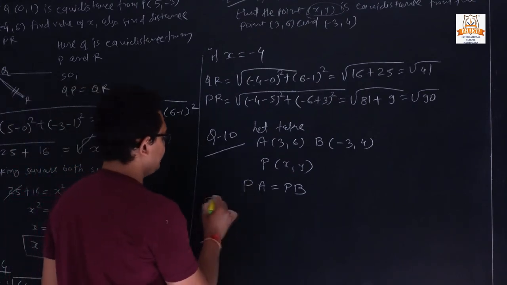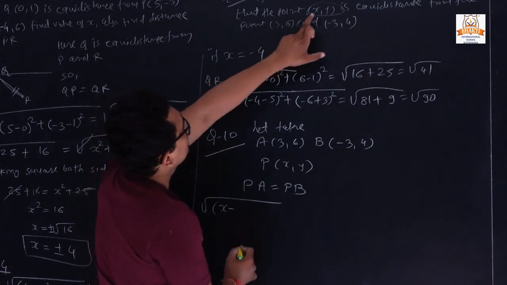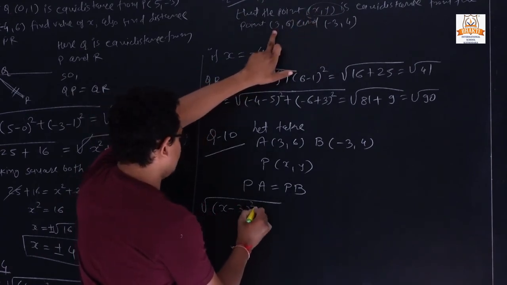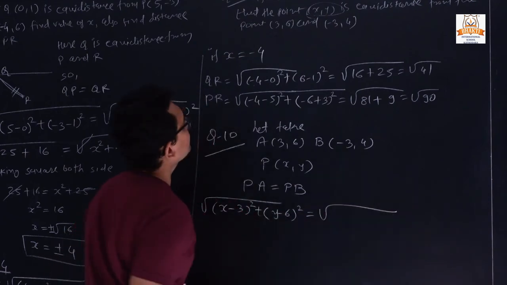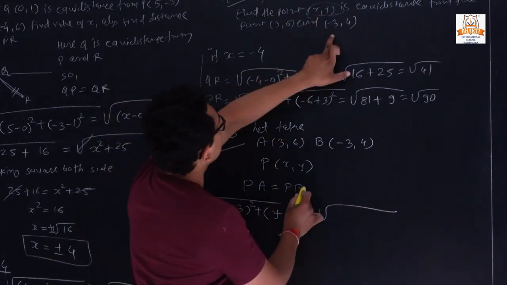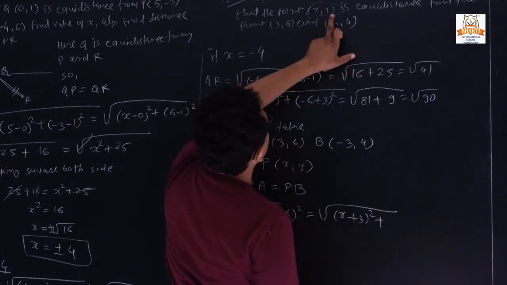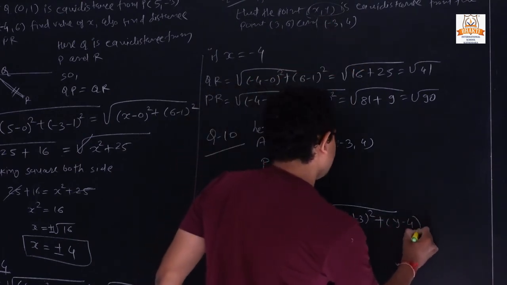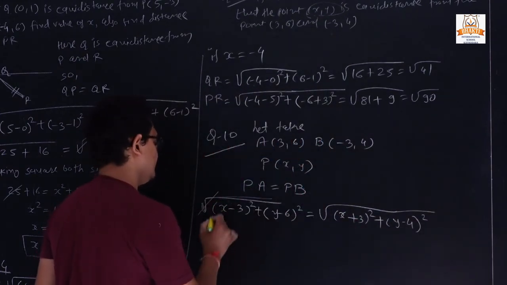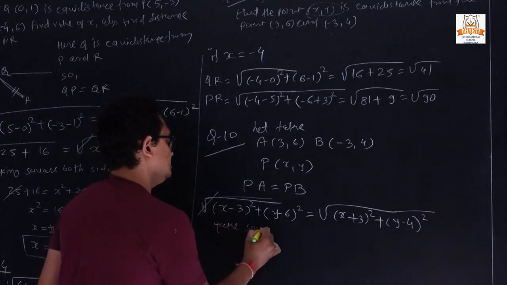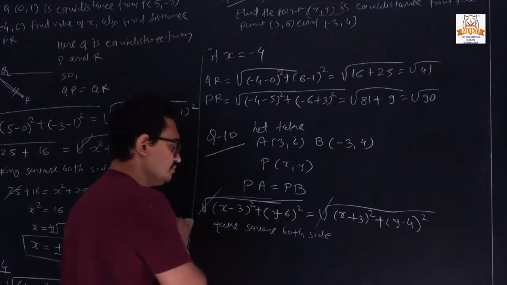Now what is PA? x2 minus x1 all square plus y2 minus y1 all square, then PB. So x minus 3 all square plus y minus 4 all square. Now we can take the square both sides. Square both sides, so this square root is cut from both sides.